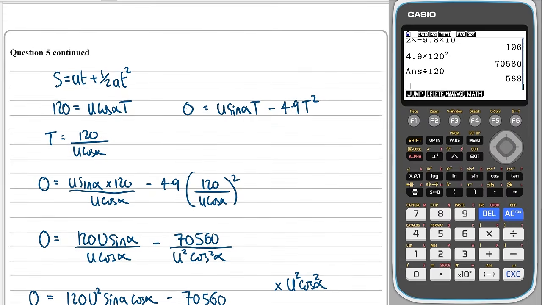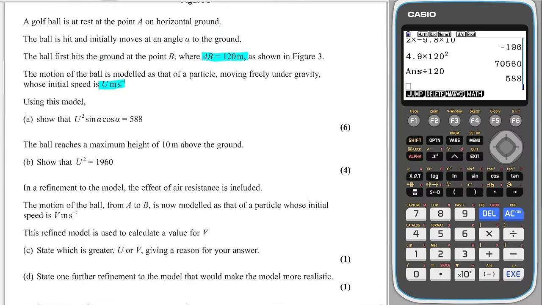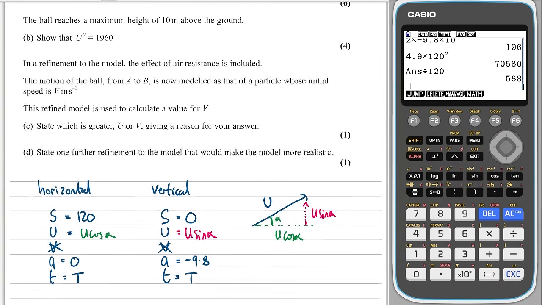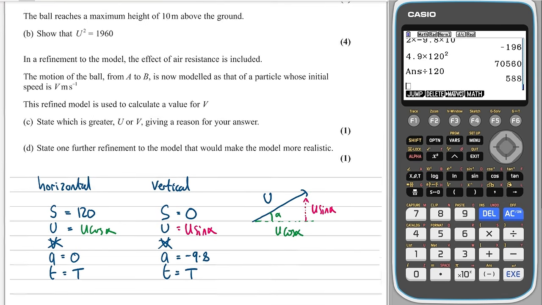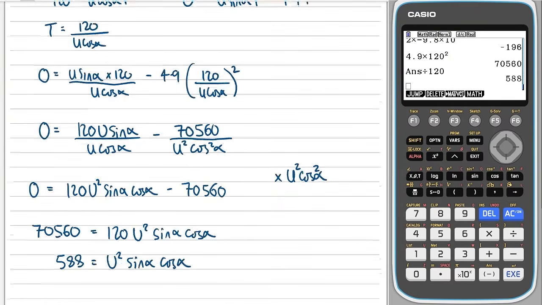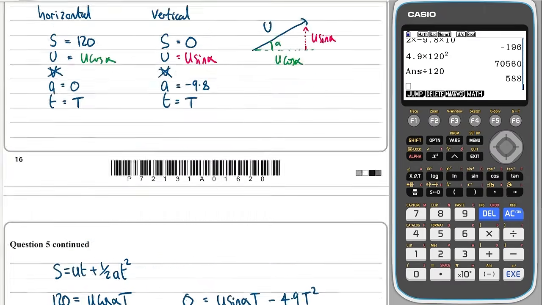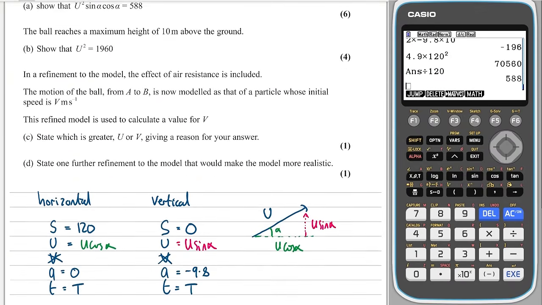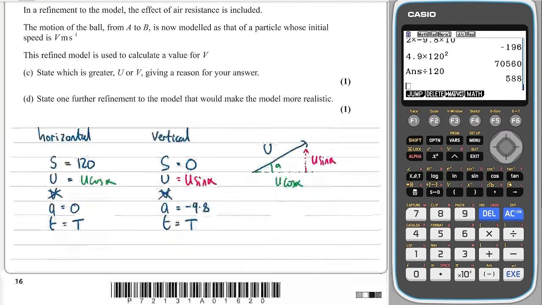As required. I'm now asked to analyze the ball when it reaches the maximum height of 10 meters above the ground. Okay. And then, sorry, it says show that u squared is equal to 1960.